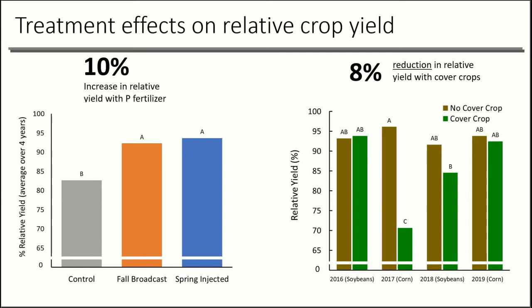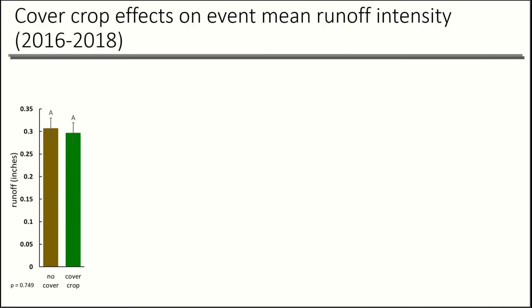However, we'll see that these treatments have substantial impacts on water quality. At the outset of the project, we would have expected, or we did expect, that cover crops would have decreased runoff volume, but that generally was not the case. And so here we see runoff volume averaged over 3 years, 2016 through 2018, and there was no impact of cover crop on runoff volume.